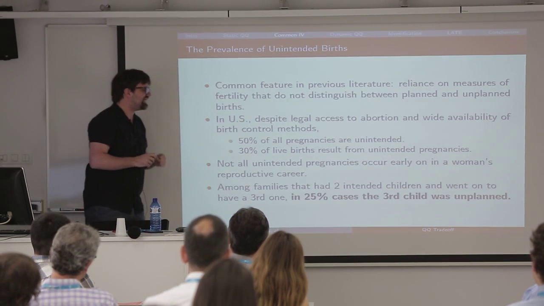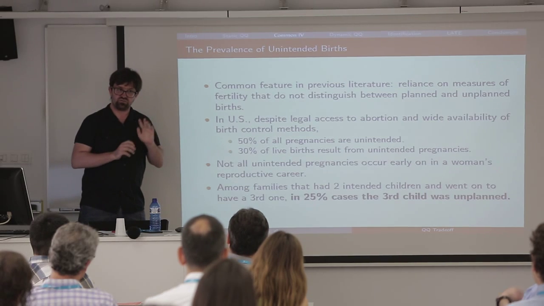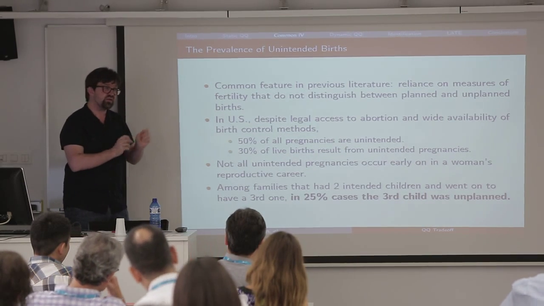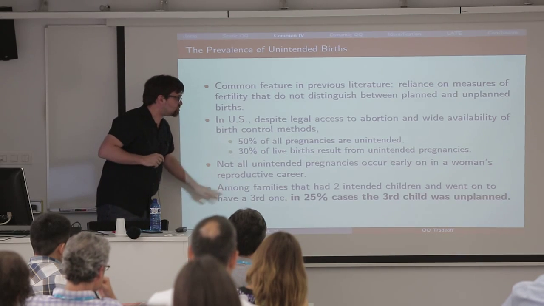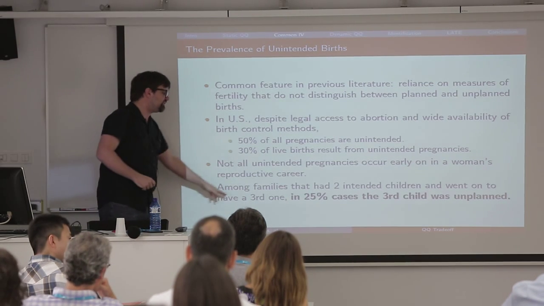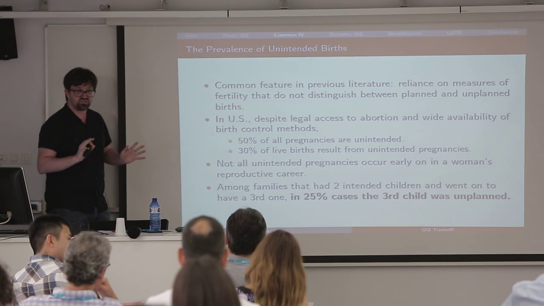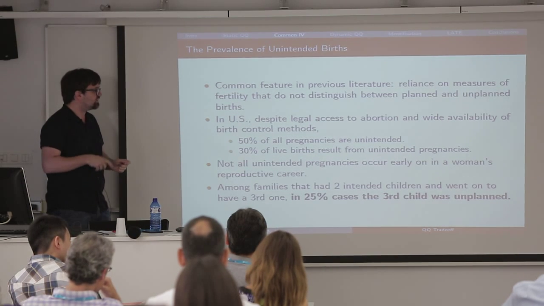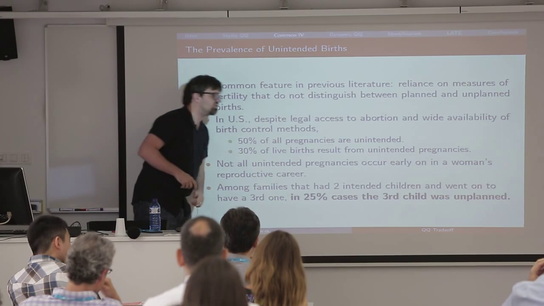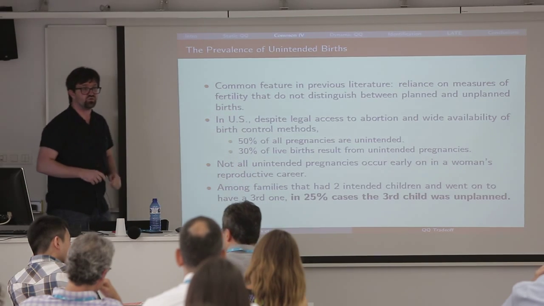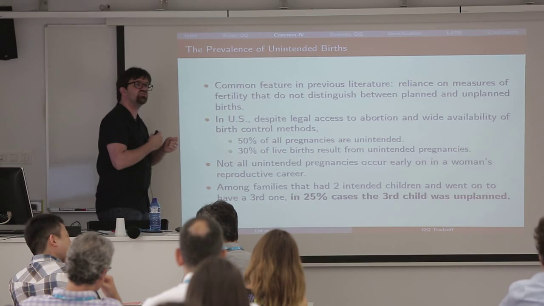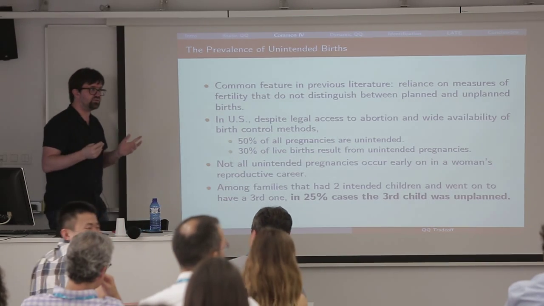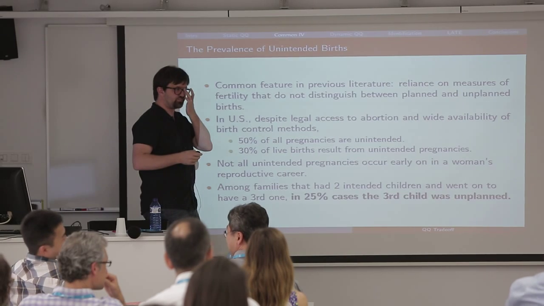Among all the families that had 2 intended kids, so I can control and see that the 2 that they had first were intended, among all those, the ones who go on to have a third kid, which is a sizable number, 25% of those, the third kid was unplanned. So this is telling you that of all those increases from 2 to 3, 1 out of 4 is completely unplanned.